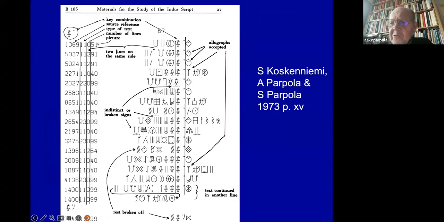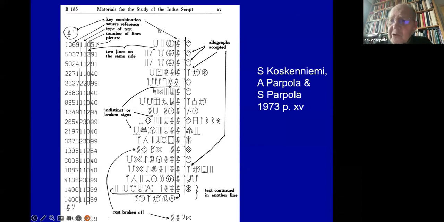The first computer-compiled and computer-drawn concordance and sign list, comprising 395 signs, based on all the then available Indus inscriptions, 3,191 in all, was published by the Finnish team of Seppo Koskenniemi, Asko Parpola, and Simo Parpola in 1973.